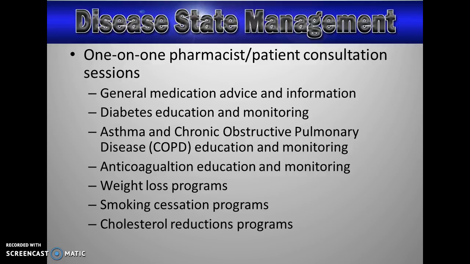So again, disease state management, or DSM, is one-on-one pharmacist patient consultation, and it provides many things such as general medication advice and information, diabetes education and monitoring, asthma, which is a chronic lung disease, chronic obstructive pulmonary disease, which is usually associated with long-term smokers, education and monitoring, anticoagulation education and monitoring. The anticoagulants that we're talking about in terms of warfarin and coumarin are very important blood thinners for some individuals who have a predisposition to clotting. Also weight loss programs, decreasing obesity, having individuals stop smoking, and then cholesterol reduction programs. A lot of times these include diet and exercise. So this is disease state management.